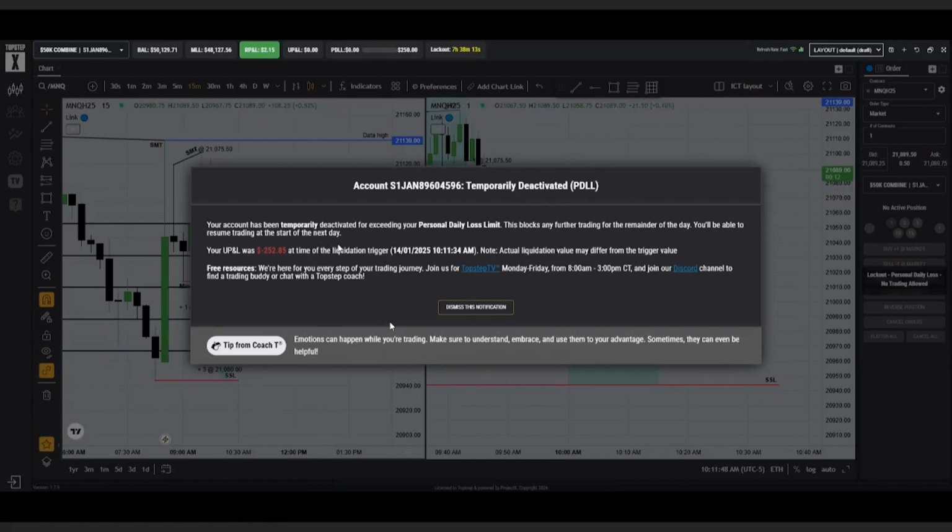Now I do have this personal daily loss limit on my account, which, as you can read, temporarily deactivates my account, so I can't proceed after a $250 loss. Now I think this is a really good thing to implement in trading, and I'm really glad TopStep X has this on their platform, because I can see it being very helpful for new traders and people that get very emotional.